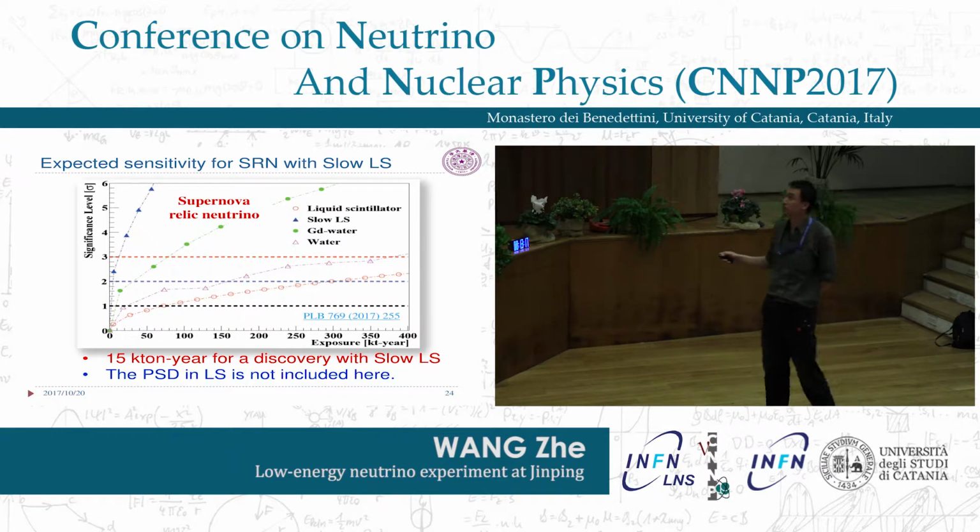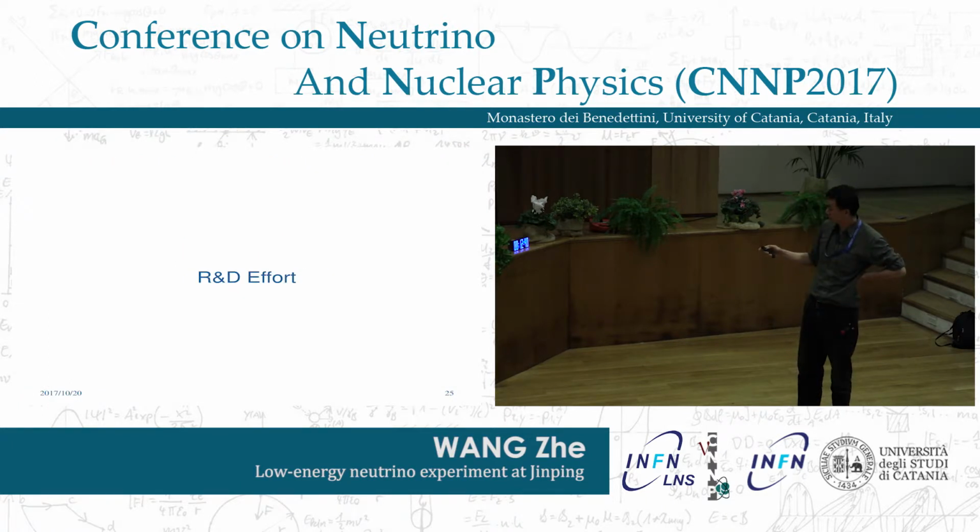So this figure gives the sensitivity level versus exposure, basically kiloton times year. The first curve is basically for the slow liquid scintillator. With a 15 kiloton-year detector, we can make a discovery with this slow liquid scintillator. Here, I also have the comparison with Gd water and normal liquid scintillator. Here, I have to apologize. The waveform discrimination method in the LS is not included here, so it should be much better than this plot.